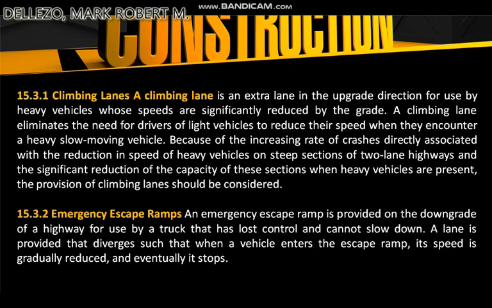Then, the emergency escape ramp. An emergency escape ramp is provided on the downgrade of the highway for use by a truck that has lost control and cannot slow down. A lane is provided diverging such that when a vehicle enters the escape ramp, its speed is gradually reduced and eventually it stops. So it is important to have an emergency escape ramp.